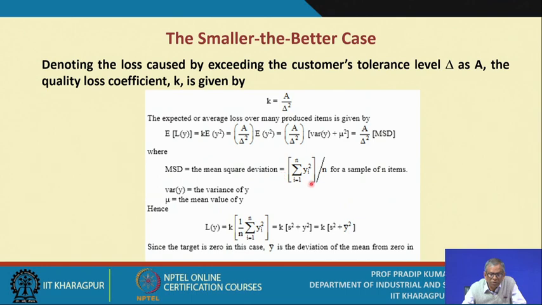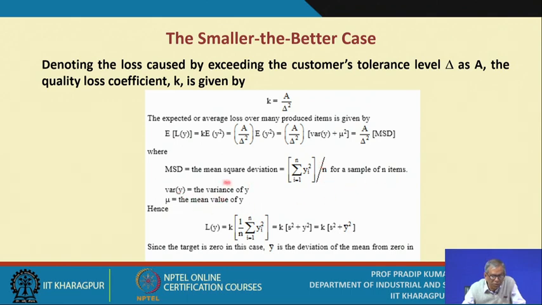So the mean square deviation, when you get n number of y values, is it okay? Each value is specified as yi. How many such values do you have? That means n number of values. N could be 10, it could be 15, it could be 100. And you get all these values from a continuously running production system. So you compute MSD with this formula, that is sigma yi square, i equals 1 to n, divided by n for a sample of n items.